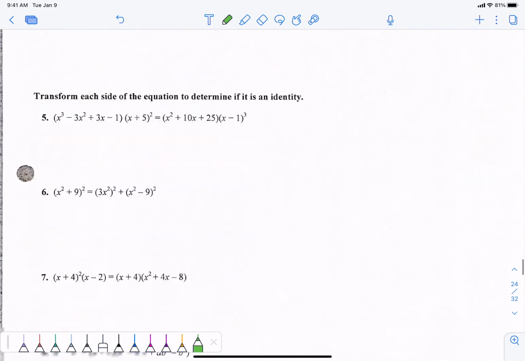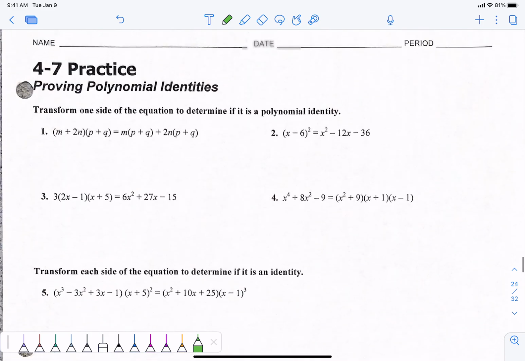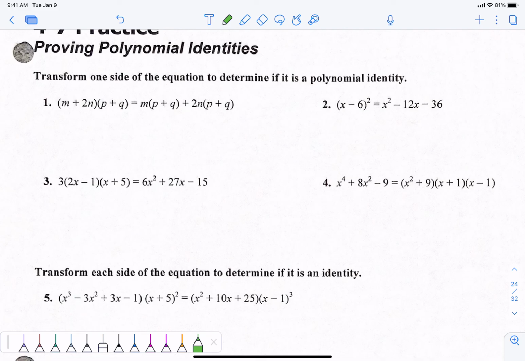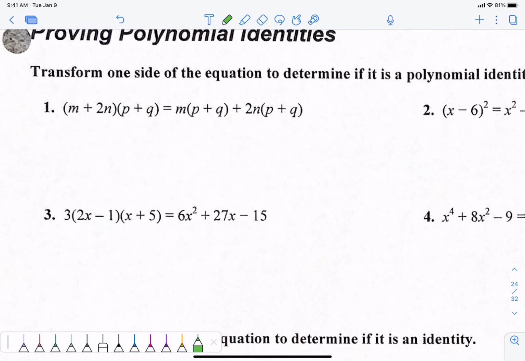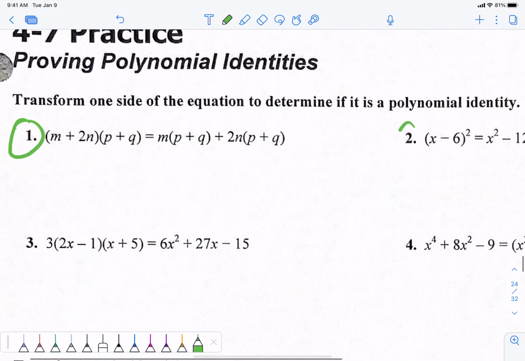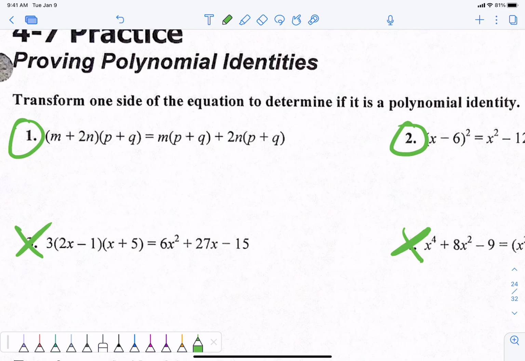Okay, on your homework assignment, listen up. You guys don't have this yet. It is one-sided. I'm going to cut this down even more, though, because some of these take a while. So let's just do number 1 and number 2. You can skip 3 and 4. For your homework assignment, 1 and 2.